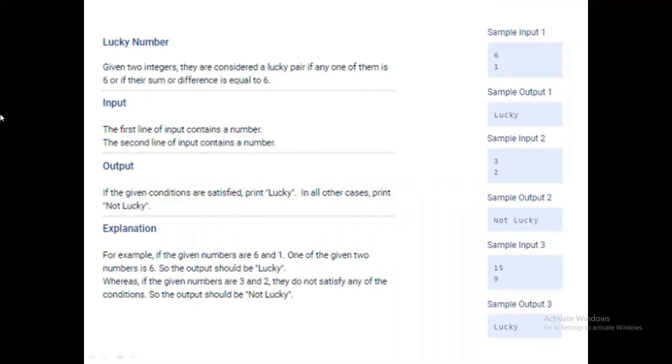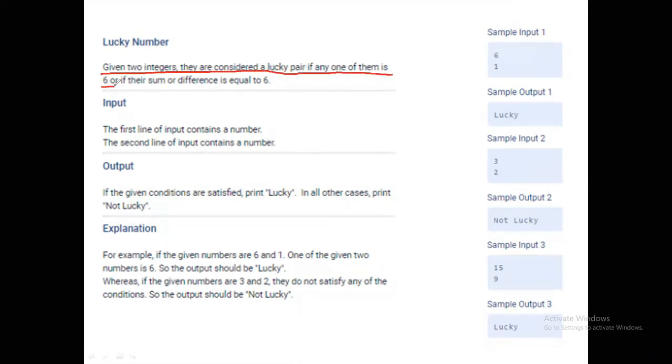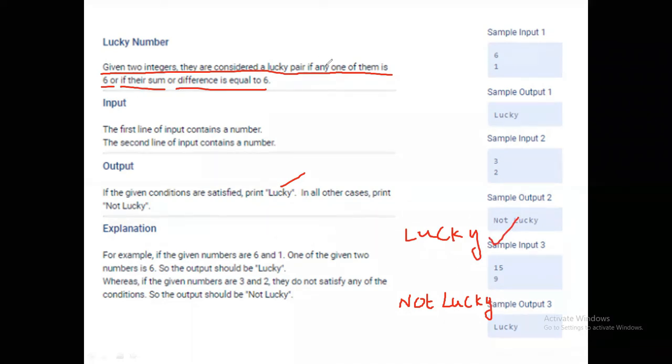So, lucky number. Given two integers, they are considered a lucky pair if one of them is 6 or if their sum or difference is equal to 6. Okay, here also you are going to print two statements as output. The first one is lucky. The second statement is not lucky. So when you are going to print lucky, the condition is: here you are going to read two values.